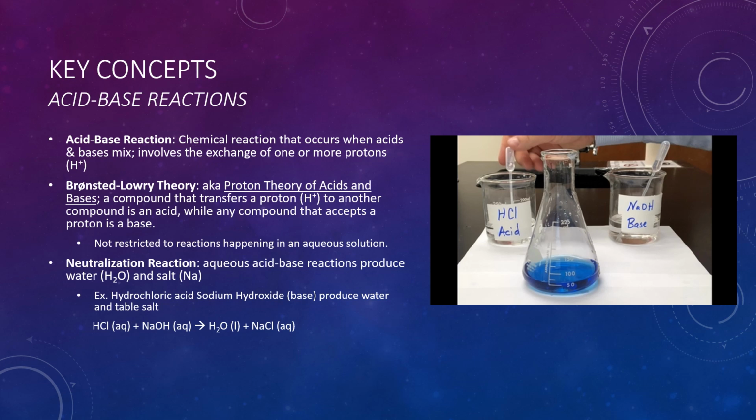So in aqueous acid-base reactions, they tend to produce water and salt. And in that sense, they are neutral reactions because you see that we have acids and bases that are reacting to produce neutral products. So a neutral H2O and a neutral salt. So examples of this would be hydrochloric acid, which is obviously an acid, reacting with sodium hydroxide, which is a base, to produce water and then what is ostensibly table salt, sodium chloride.